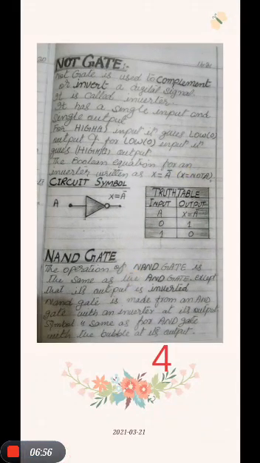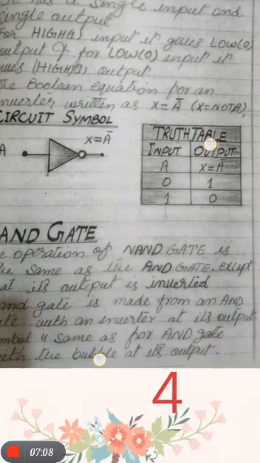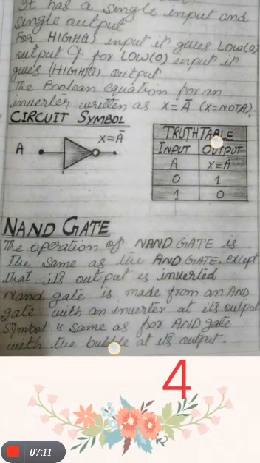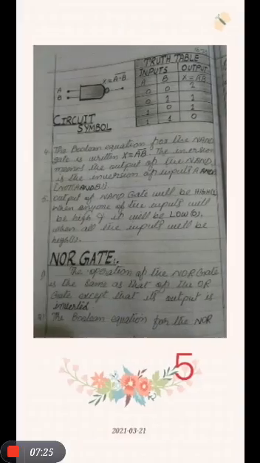The next gate is the NAND gate, which is the combination of AND plus NOT gate, meaning the AND gate is inverted. The operation of the NAND gate is the same as that of the AND gate, except that its output is inverted. NAND gate is made from an AND gate with an inverter at its output. The symbol is the same as for the AND gate with a bubble at its output, as shown in the figure.